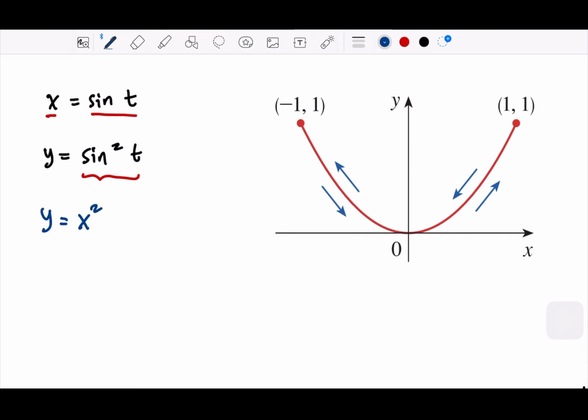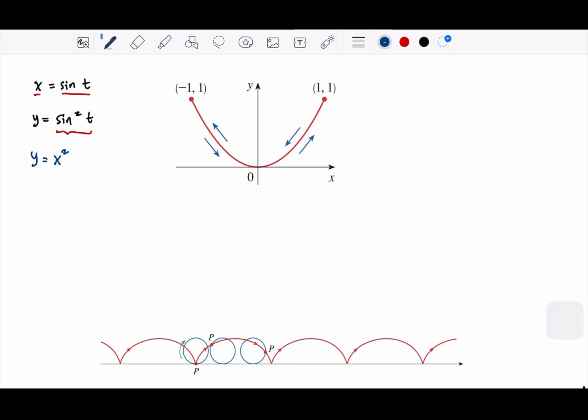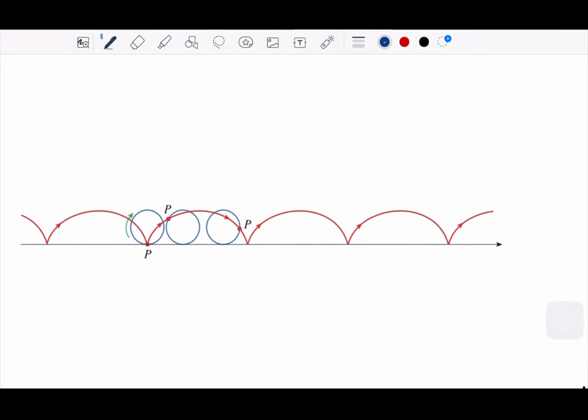Okay, I think we can have a break and we can continue on the calculus part. Okay, we're back again. I think we already solved this, and we can eliminate and see that it's just y equals x squared with the direction.